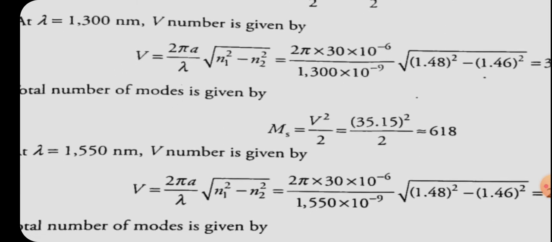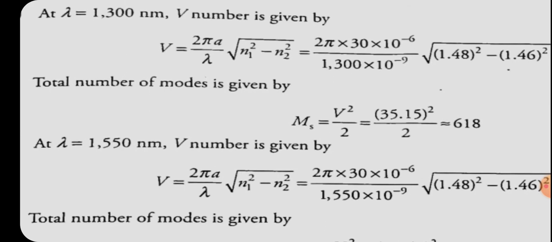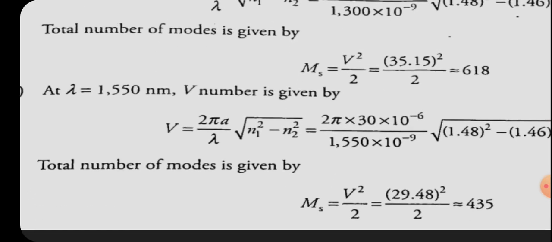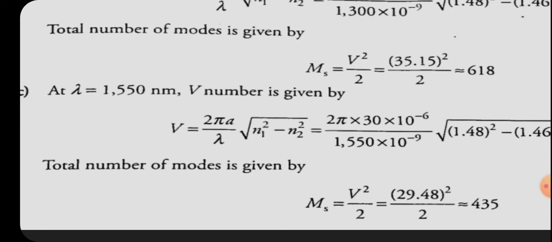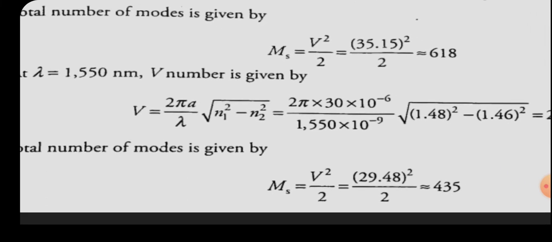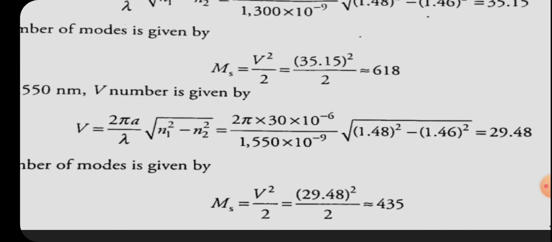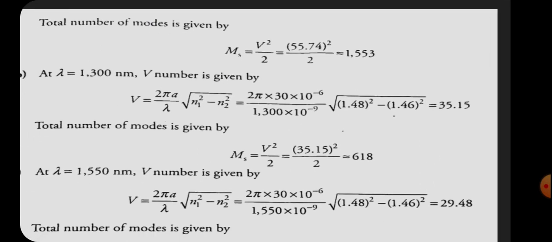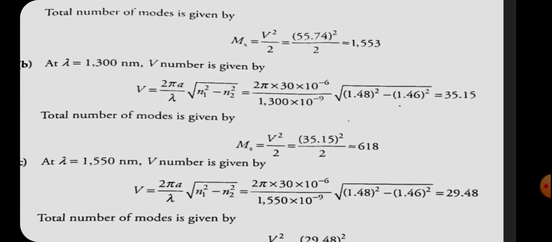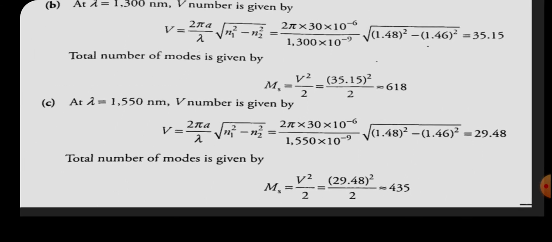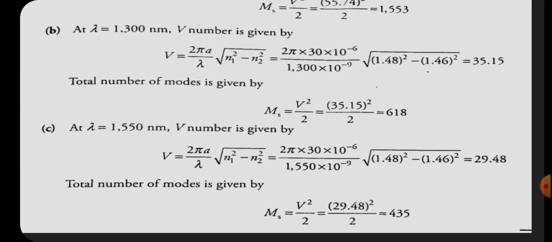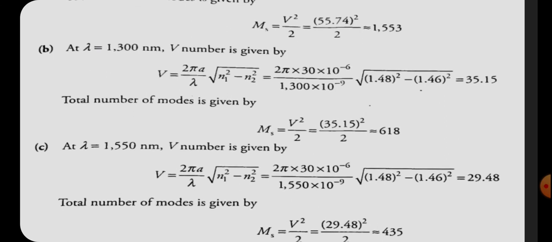And next you have to find the number of modes at 1550 nanometer, that is V equal to 2 pi a by lambda into square root of n1 square minus n2 square. Here also the only difference is lambda. Lambda is equal to 1550 nanometer, and you can substitute the values and you will get m equal to V square by 2, so you will get 435. That means at 1550 nanometer the number of modes through the fiber is 435 modes, and at 1300 nanometer the number of modes will be equal to 618 modes.